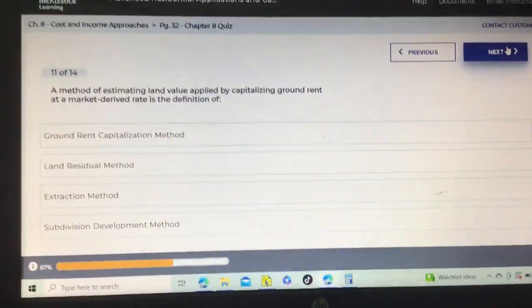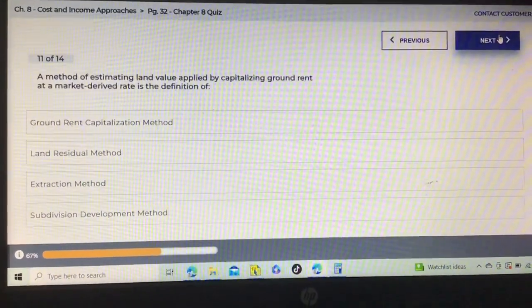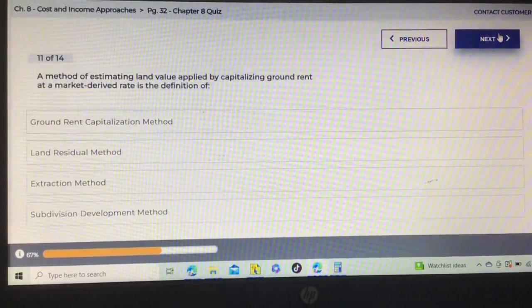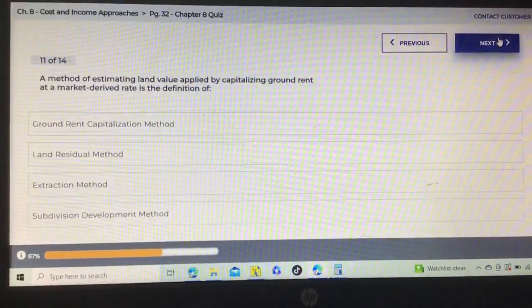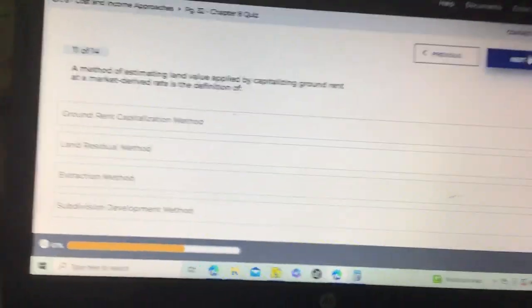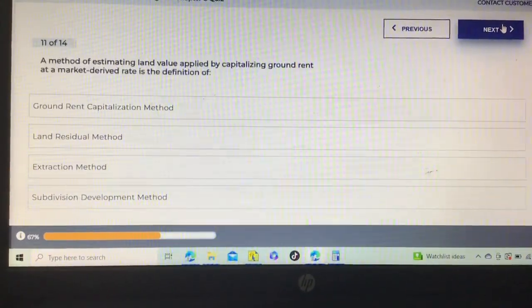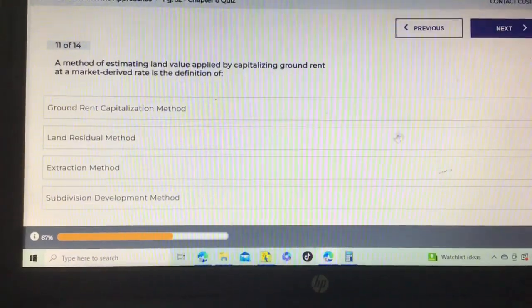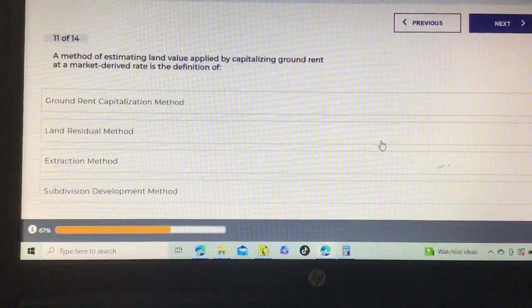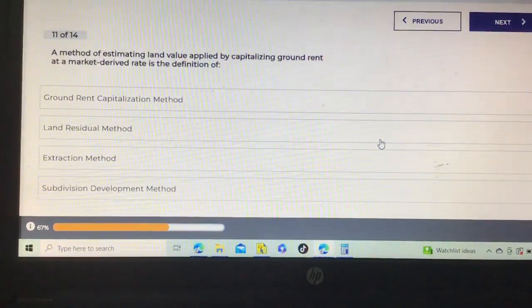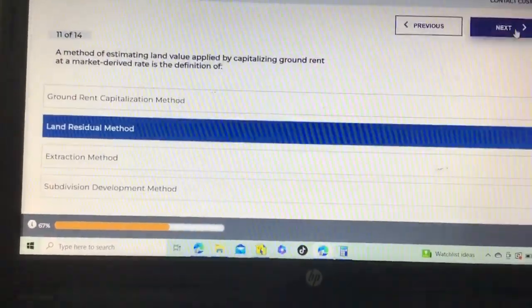I'm not sure on this one. It's either A through C. I just studied land residual, and it's super similar, but I don't remember it saying that. So I'm going to go land residual method.